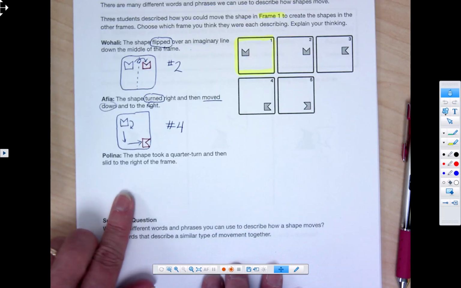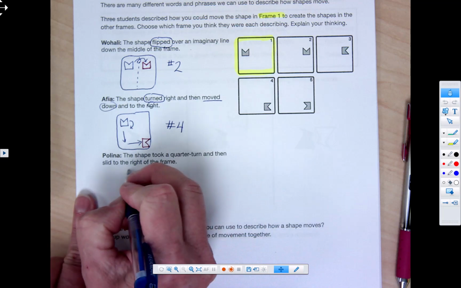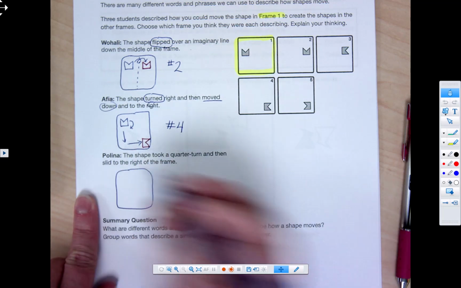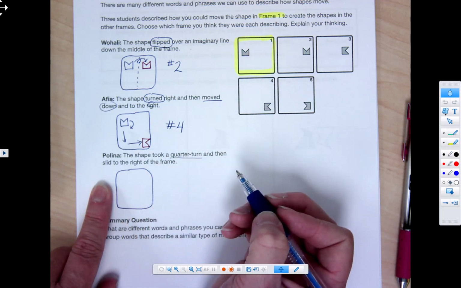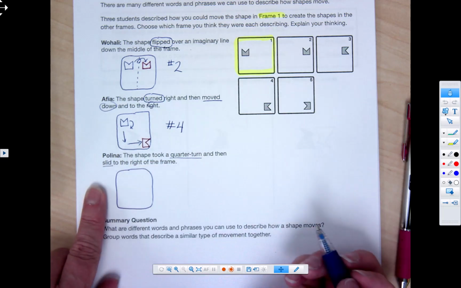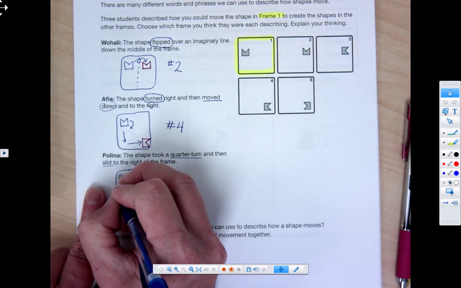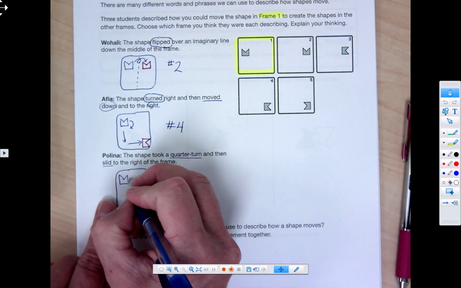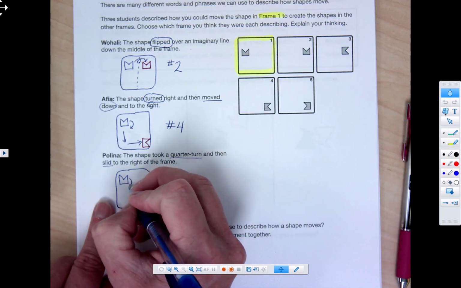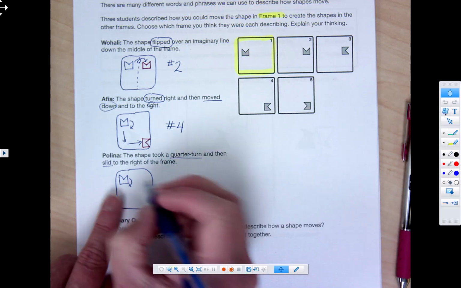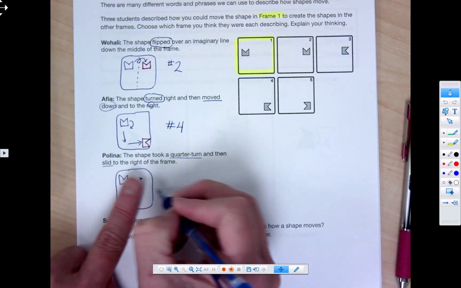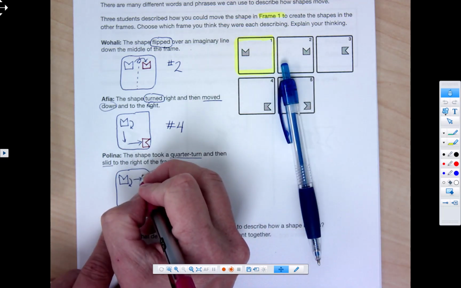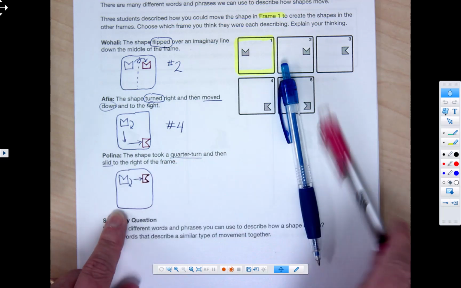Finally, we have Polina. Well, let me draw it one last time. So Polina said the shape took a quarter turn, so it looks like a rotation again, and then slid to the right of the frame. Let me draw that crown again that we started with. Took a quarter turn. They don't say to the left or to the right, but I'm going to assume we mean to the right. And then slid to the right of the frame. So imagine this crown tipping over and then moving to the right of the frame. So kind of like our last one, we just didn't move it to the bottom. It's a terrible crown. Okay.